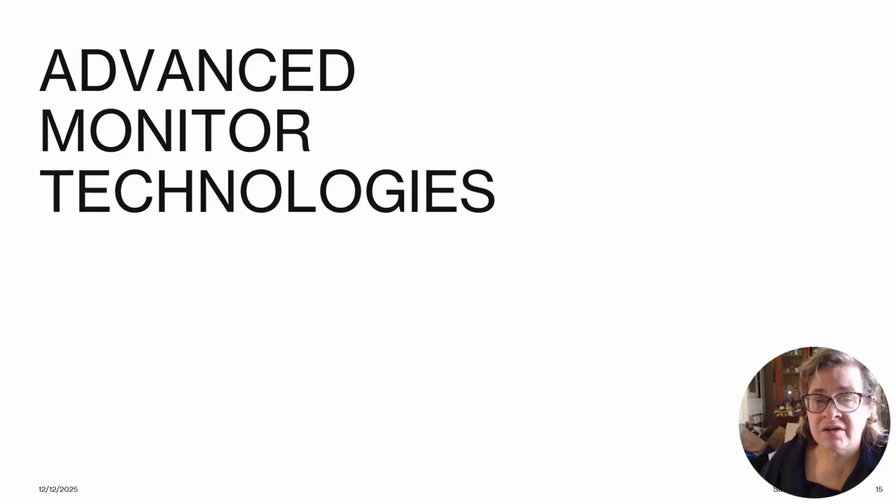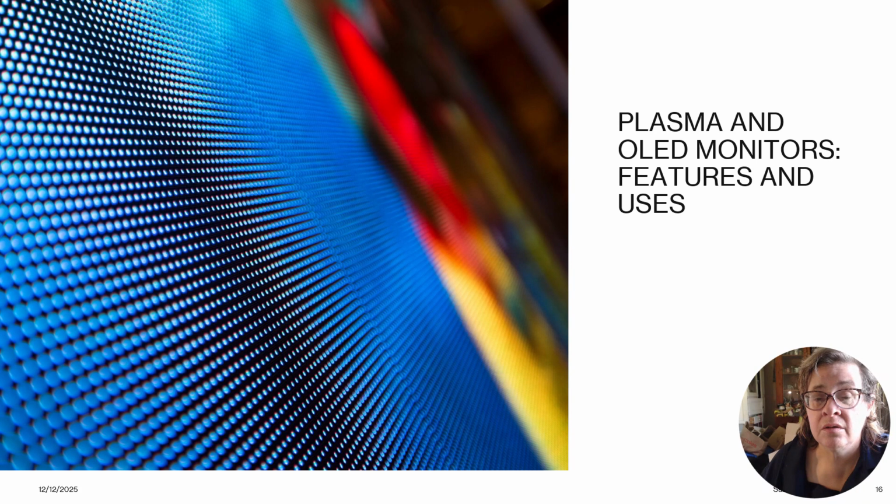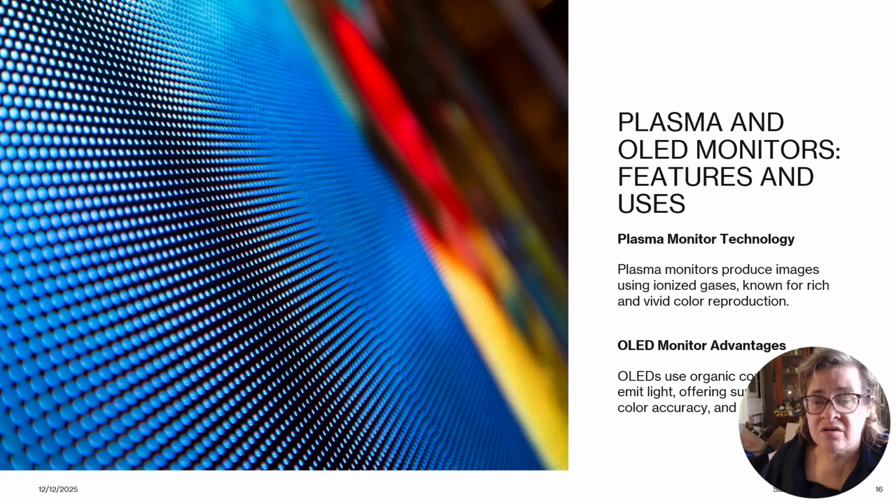Explore newer technologies like plasma, OLED, panel types, and specialized monitor shapes that improve viewing experience and performance. Plasma monitors used ionized gases to produce images, offering rich colors but are less common now. OLEDs use organic compounds emitting light, delivering superior contrast, color accuracy, and flexibility.